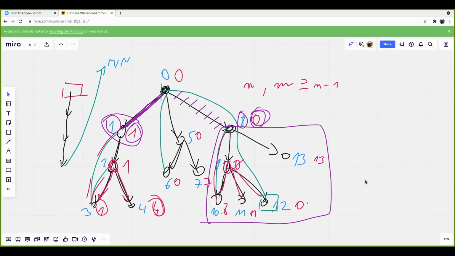So if the blue value is equal to the red value, the edge to the parent is a bridge. So we can see that this is the case also for the 7, for the 11, and for the 13. And in all other cases, the edge is not a bridge.